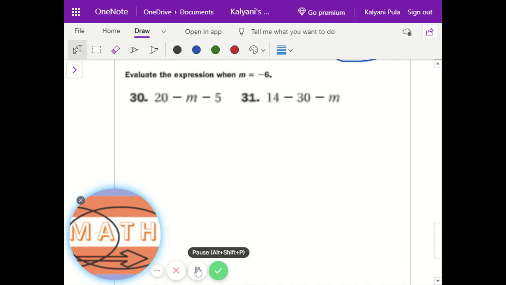So in this question, the m value is given to you as negative 6, and we have to solve 20 minus m minus 5, and then the next one is 14 minus 30 minus m. Let's try that.